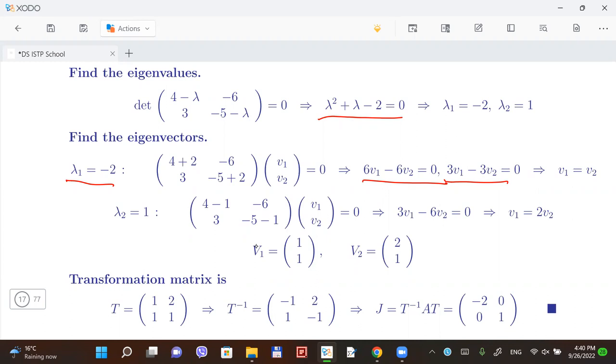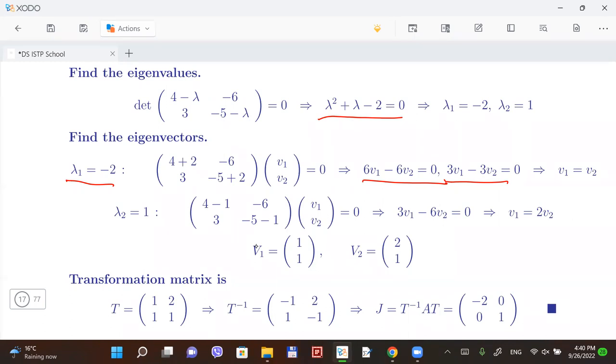If this is so, then the determinant will be nonzero. So that means we always get the inverse of T, and we can always go back to the other form. That's why it is important that the vectors are linearly independent.